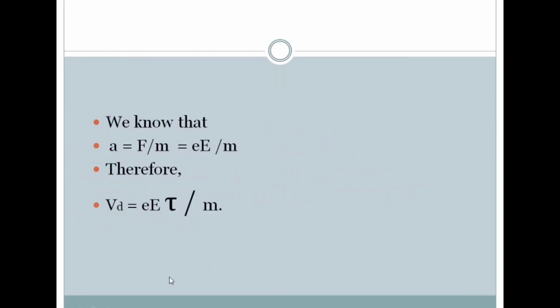Now we know that acceleration is given by the formula a is equal to F upon m as per Newton's second law of motion, and F is equal to qE. You have read this in your previous chapters. F is equal to qE, q is the charge. Here in place of q I am writing e because it is the charge on an electron. So a is eE upon m. Now putting the value of a in the above expression, you will get vd is equal to eE tau upon m. So this is the expression for drift velocity.